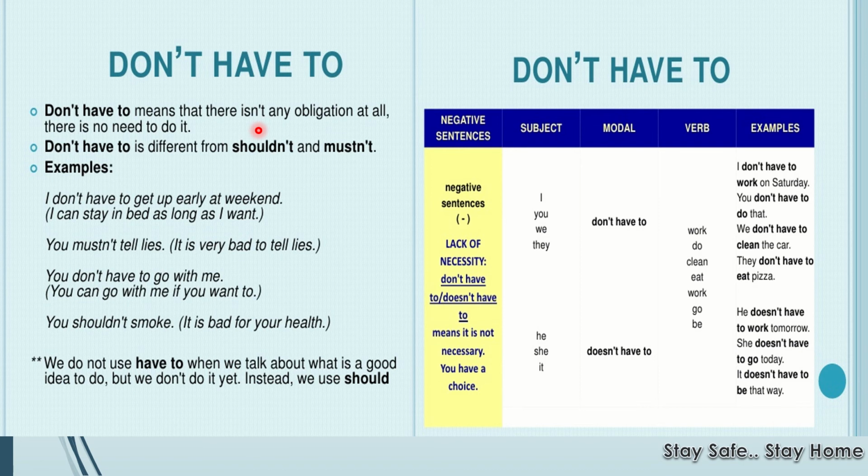I told you, you don't have to. And you are obligated not to do it. Again, you're obligated, and you are forced not to do it. When we said you have to, it means you're forced to do it. When I say don't have to, you're forced not to do it. Okay? Look at this. Don't have to is different from shouldn't or mustn't. Examples. I say, I don't have to get up early at weekend. It means that I can stay in bed as long as I want.